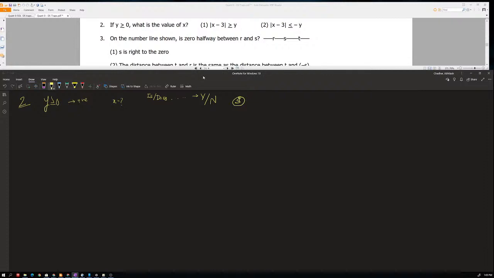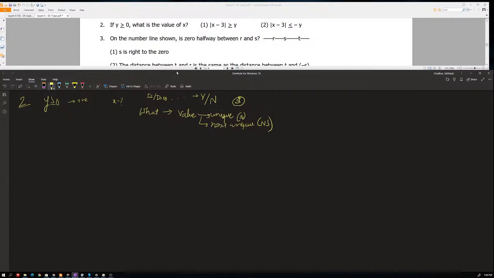The next kind of questions is the what type of questions. Whenever there is a what type of question, you should have a particular value. If this value is unique for all the possible cases, then we get a sufficient answer. If it is not unique, then it is not sufficient. Taking the same approach, we'll be solving this question. This is a what type of question.